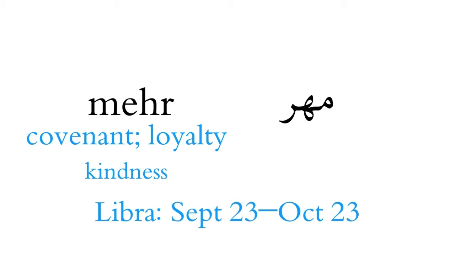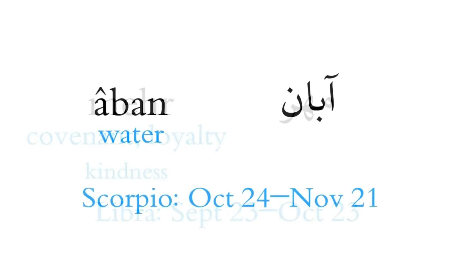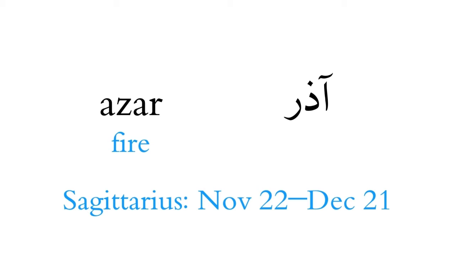Mehr, covenant or loyalty. In modern Persian, this means kindness, kind of love and kindness, and it corresponds with the dates for Libra. Aban, water, and this corresponds with Scorpio. Azar, fire, and Sagittarius.